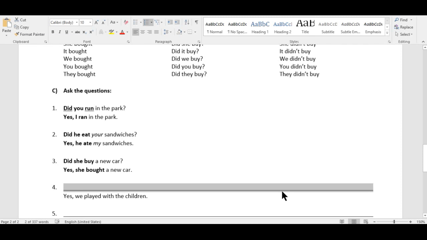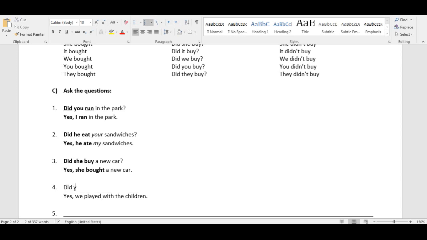Four. We played tennis. I'm sorry, not tennis, just with the children. Yes, we played with the children. Did you play? Okay, I'm going to put soccer here. Kids love soccer. Kids love baseball. Kids love football. Okay, baseball's better.